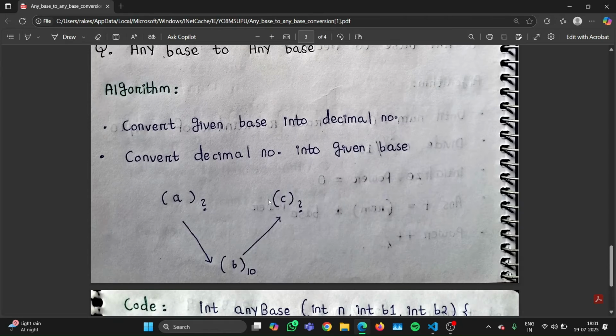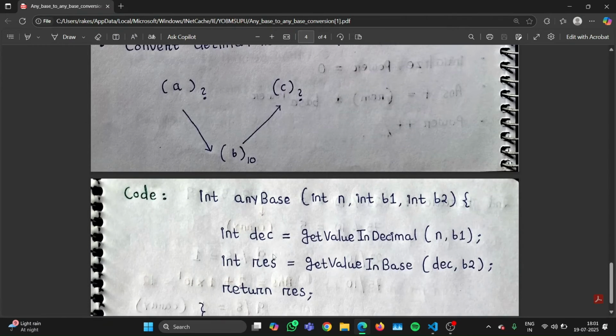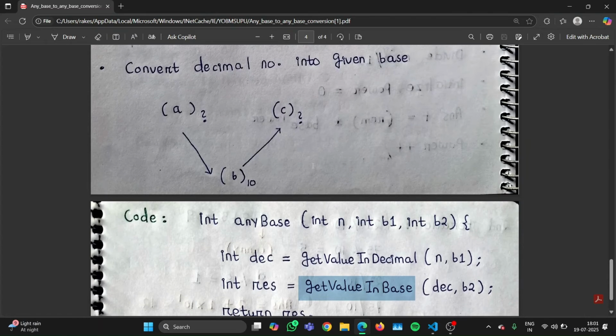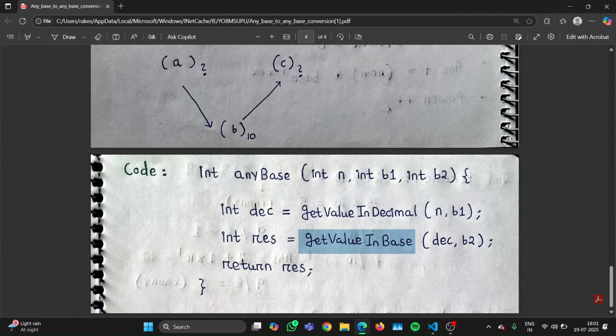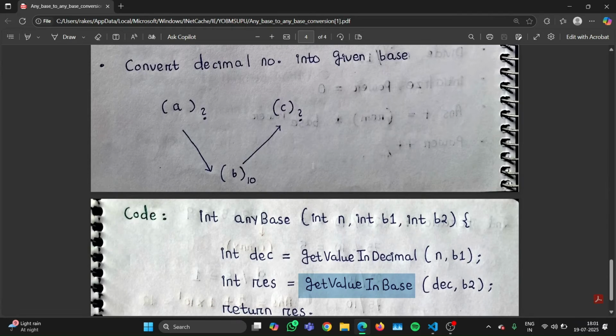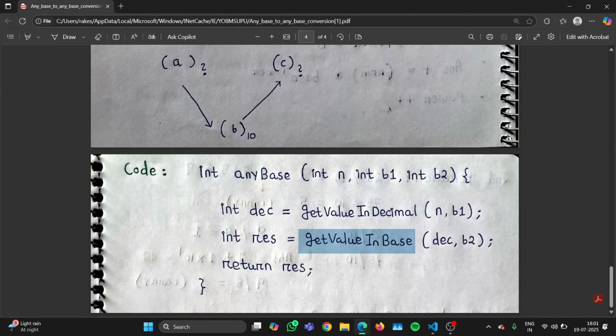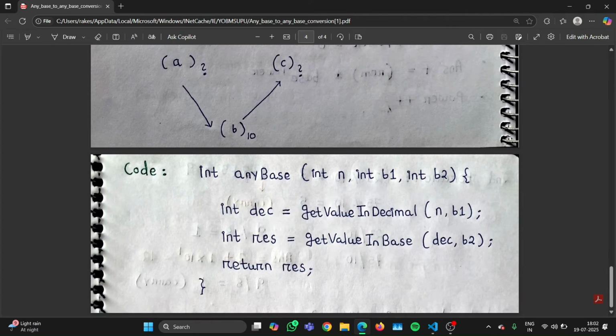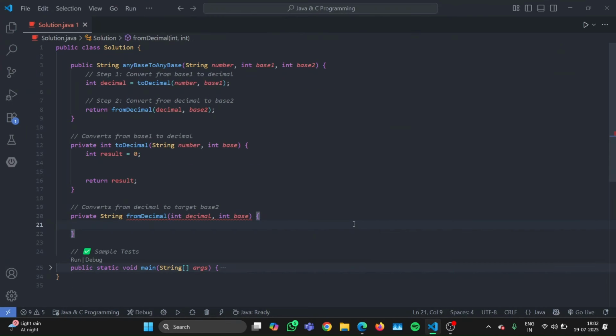So here this problem can convert any given base to any other given base. So what is the code for that? So first we need to get the value in decimal, then we need to get the value in our required base. So that will be our particular approach for this problem. And please remember that I have not considered the base above 10 in this problem, because that will be quite complicated to handle the character values that come in the hexadecimal number system. So for simplicity, the base of both number systems will be less than or equal to 10. So let's move into the code editor and code out the problem.